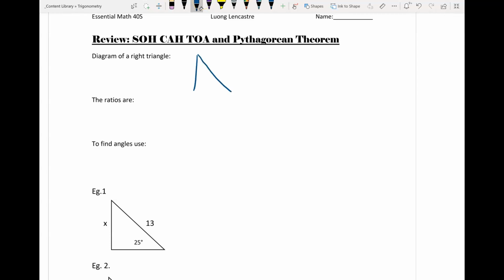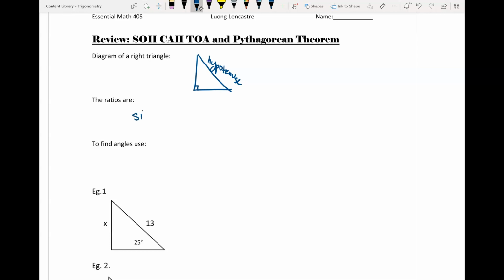So this is a diagram of a right triangle. And we usually denote the right angle as a little square in the corner, which means 90 degrees. And in this right triangle, we have the hypotenuse, which is the longest side, and then two legs. If we're looking for the ratios for solving for an angle or a missing side, we use the acronym SOHCAHTOA to help us remember it.